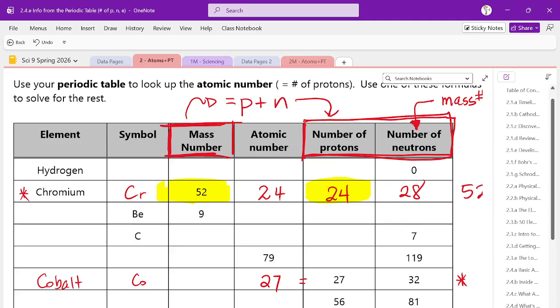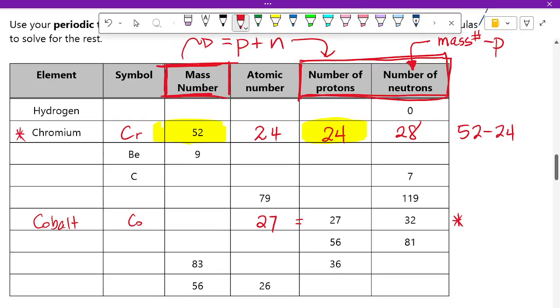All right? And so what do we have to do to find the mass number? Well, the mass number is the protons plus the neutrons. So it's going to be 27 plus 32, and 27 plus 32 is 59. Okay.